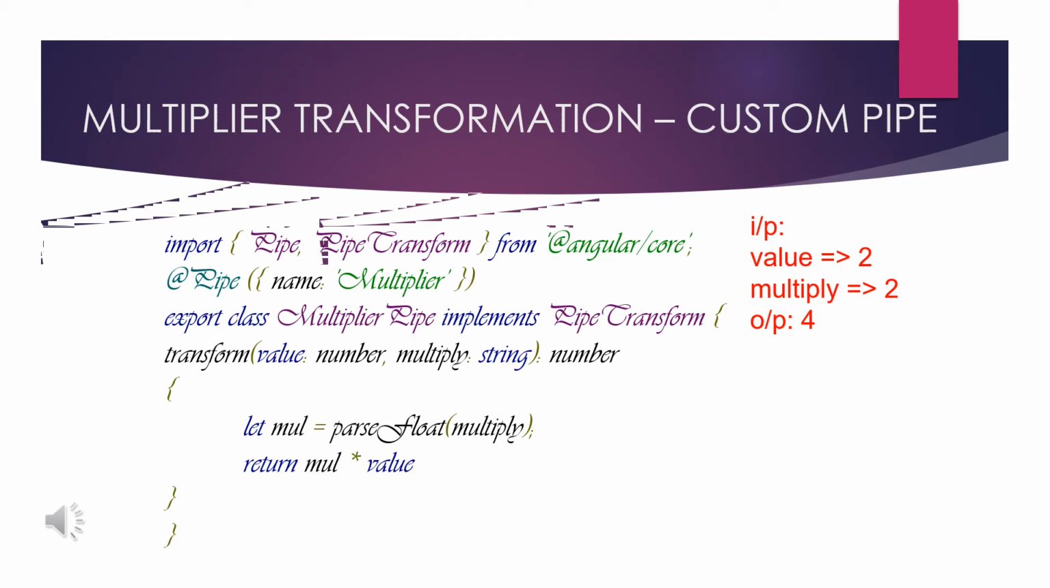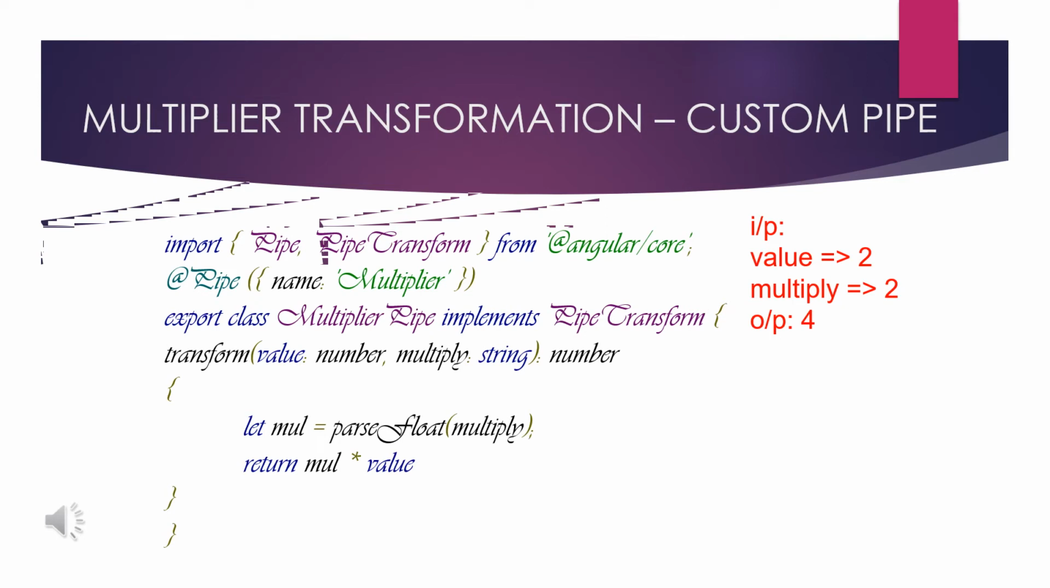I have been manipulating it like this: let mul equal parseFloat of multiply. Multiply is given as a string, so this string is converted into a float, and that float value will be stored in mul. What I need to return is mul multiplied by value. So if the input value is 2 and multiply is given as a string, it will be converted to a float, and that value will be stored in the mul variable.